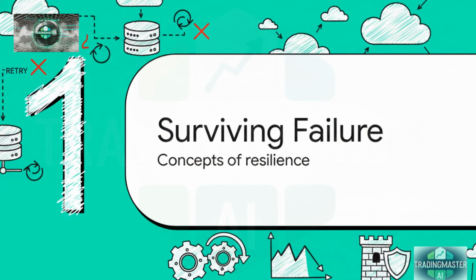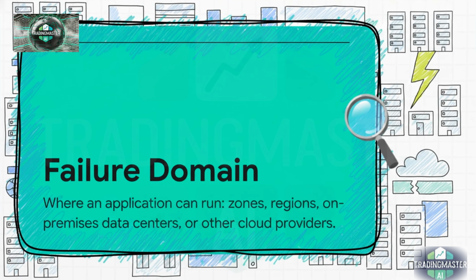Okay, first things first, we need to be on the same page. To talk strategically about resilience, we have to have a shared vocabulary. We've got to agree on what we mean by failure and what our plans are to survive it. And this is where two really key concepts come into play. The first concept is a failure domain.